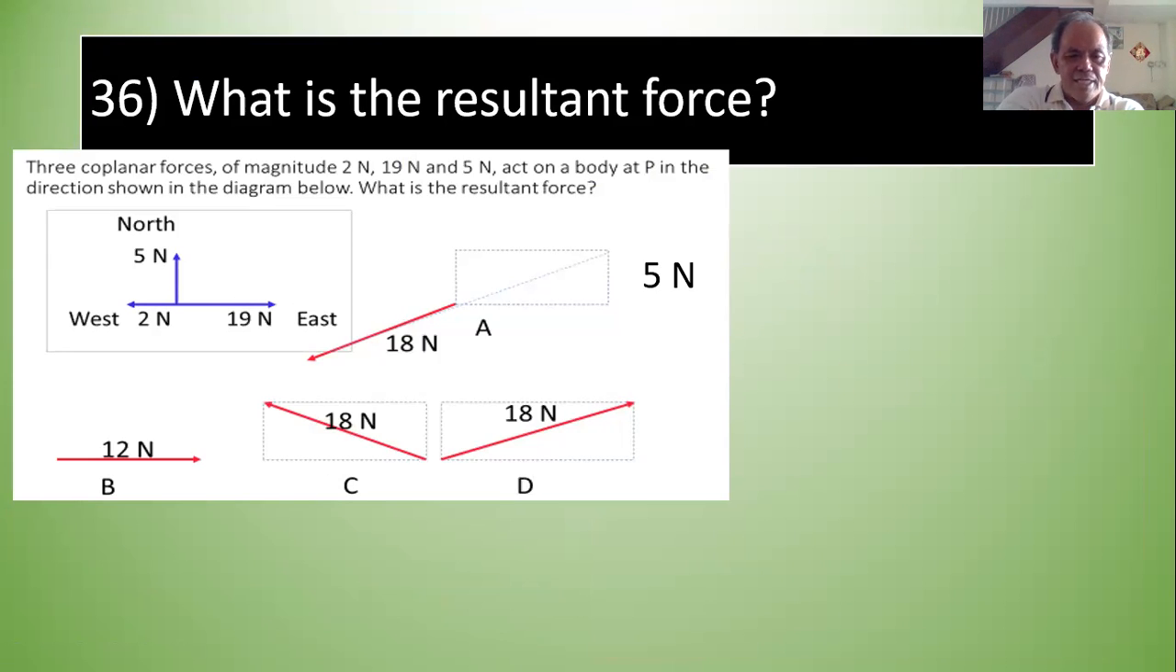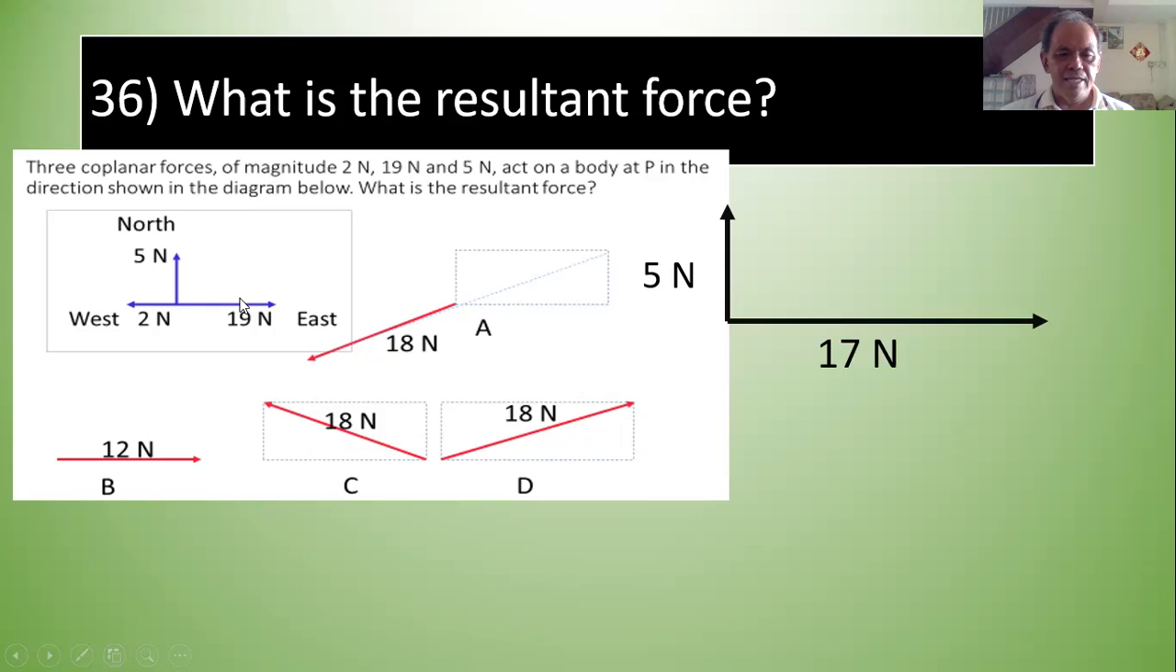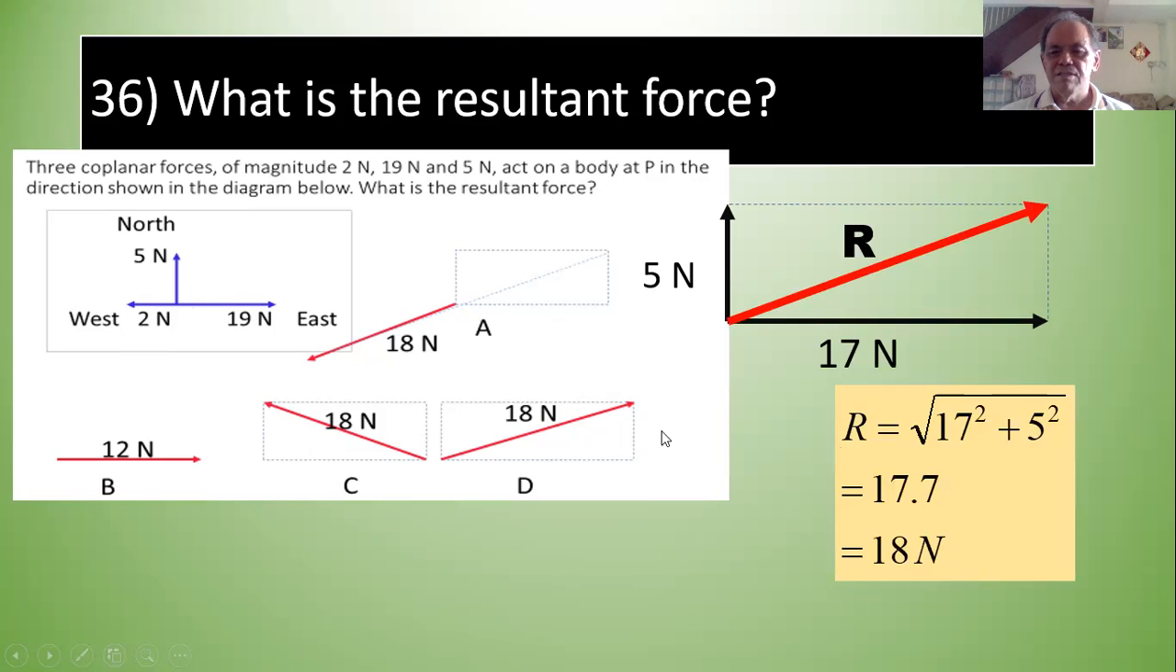In this case, you are required to find the resultant of 2, 19, and 5. The easiest way is partly like the component method, which we will study in a while. 5 is subtract, 19 subtract 2, so you still get 17 in the right direction, towards east. Then form a parallelogram or rectangle, and that's the resultant. Then you can calculate using Pythagoras theorem. This is 17, this is 5, 17 squared plus 5 squared, square root that, you get 18. So the answer is D.